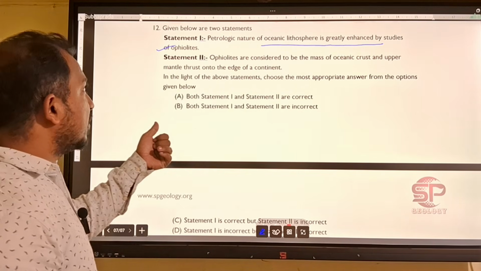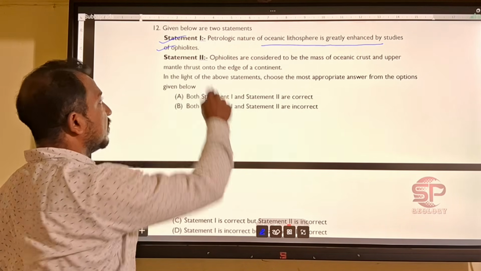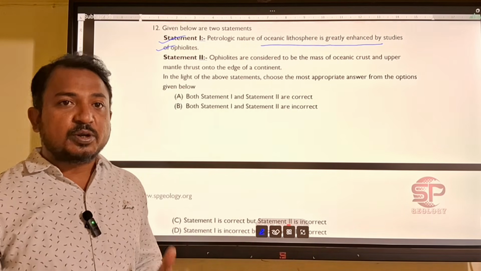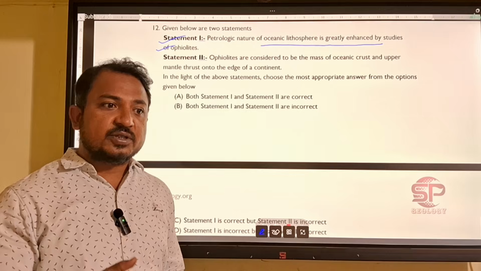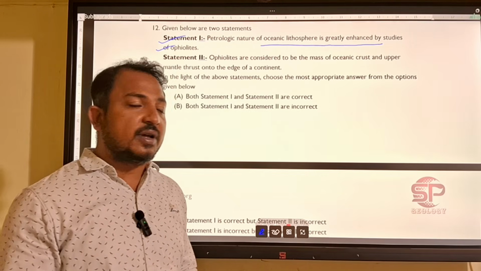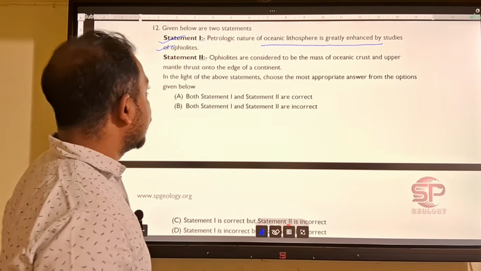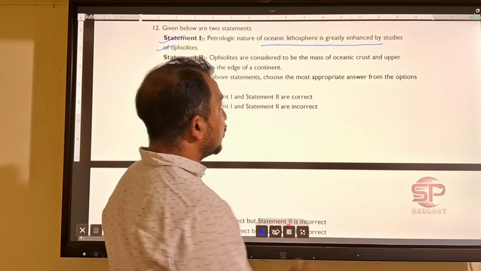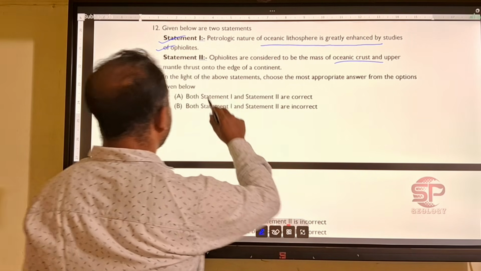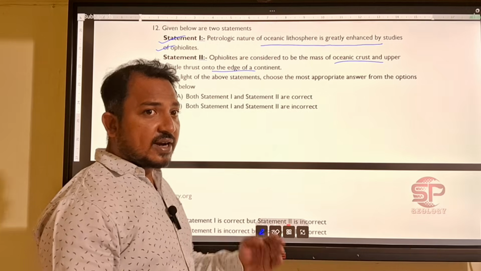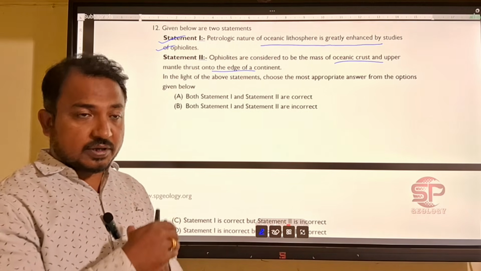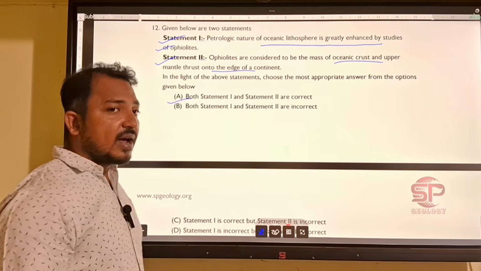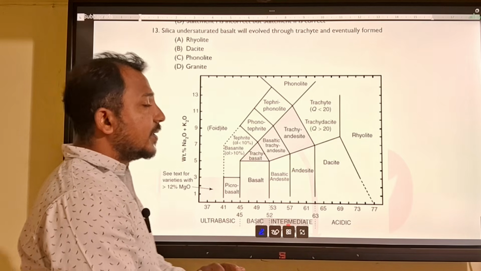So next question, petrologic nature of oceanic lithosphere is generally enhanced by studies of ophiolites. So we discussed this in a previous question. It is correct because we know more information about the oceanic lithosphere by studying the ophiolite, because ophiolites represent the layers of the oceanic crust. So ophiolites are considered a mass of the oceanic crust and upper mantle that is thrust onto the edge of the continent, that we discussed, that is called obduction. So it is also correct. So both statements 1 and 2 are correct.